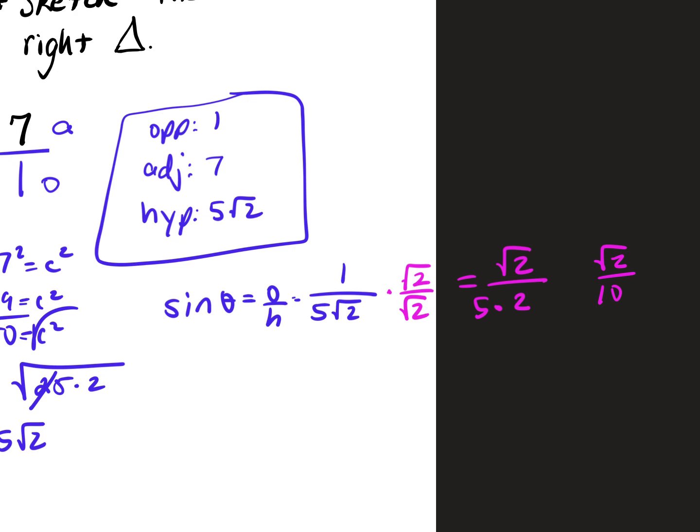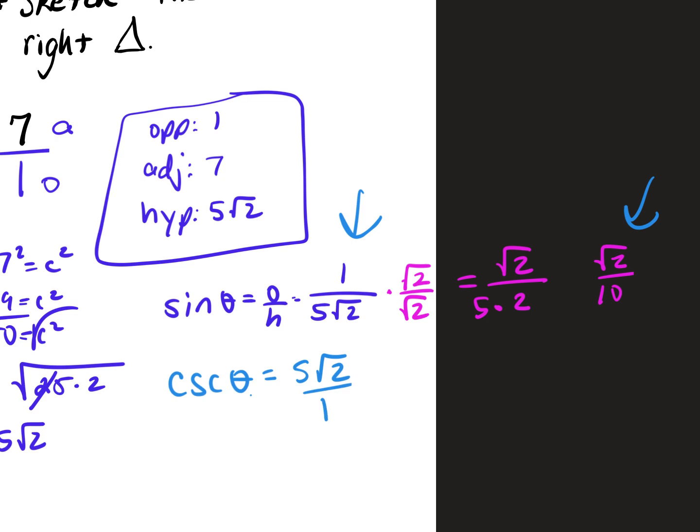So this becomes the square root of 2 over what? 10. Can I simplify that anymore? No. If it was 2 over 10, yes. If it was the square root of 2 over the square root of 10, yes. But since one is inside of a square root, one is on the outside, you cannot. So if I were to ask you now for the reciprocal, which is your cosecant, you can go ahead and take this and flip it. Or you can go at the beginning and say, well, cosecant is hypotenuse, which is 5 root 2, over opposite 1.